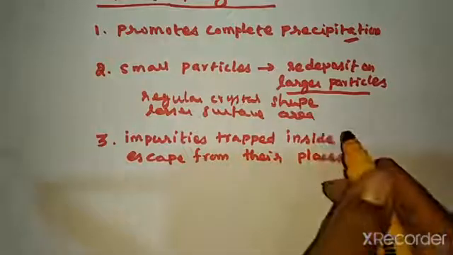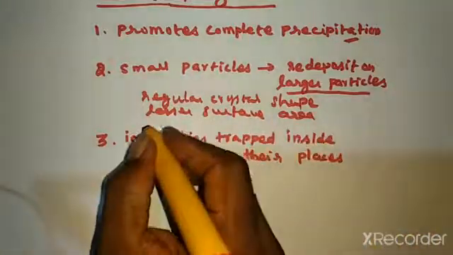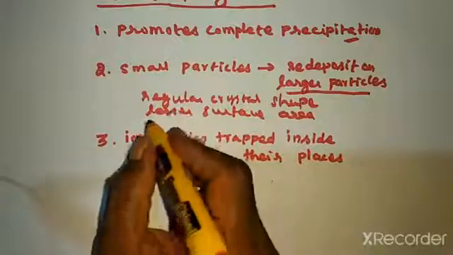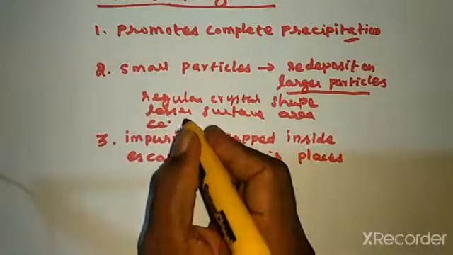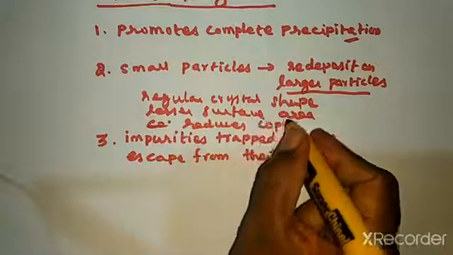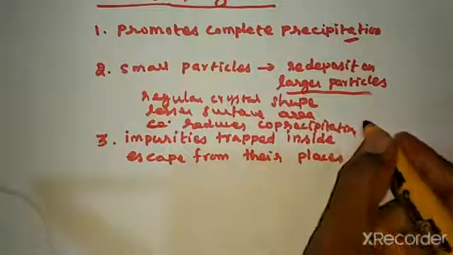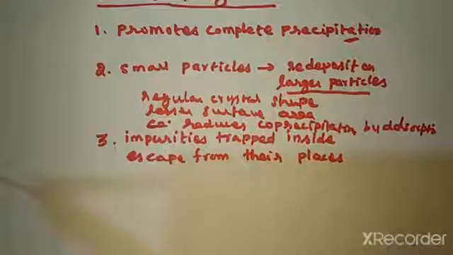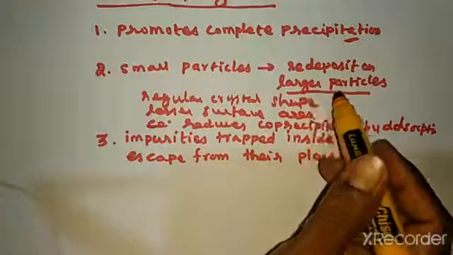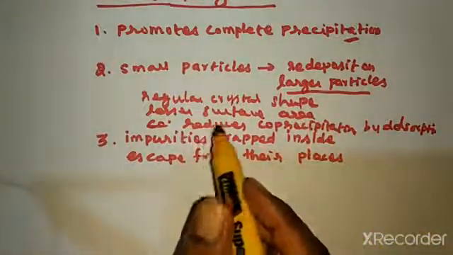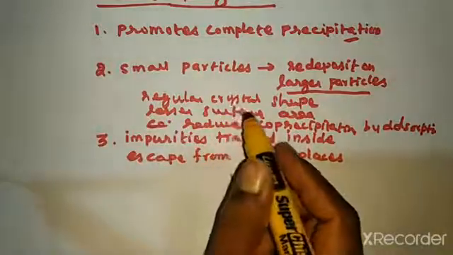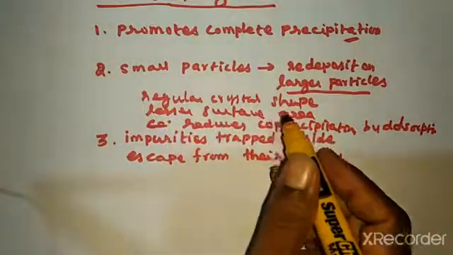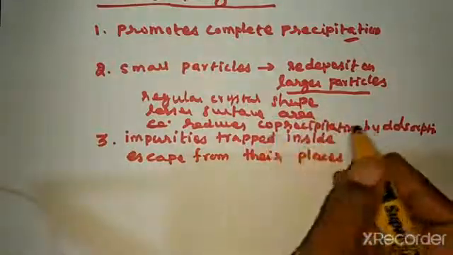When it forms a regular crystal shape and lesser surface area, it reduces co-precipitation by adsorption. Therefore, the small particles convert into larger particles during the digestion process, which converts the precipitate into the regular crystal shape with lesser surface area, and this reduces the formation of co-precipitation.